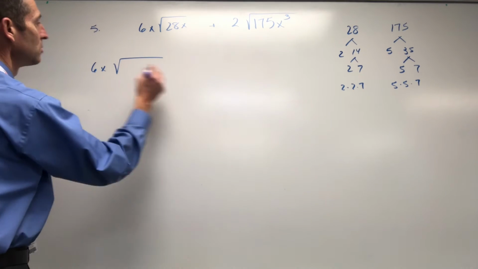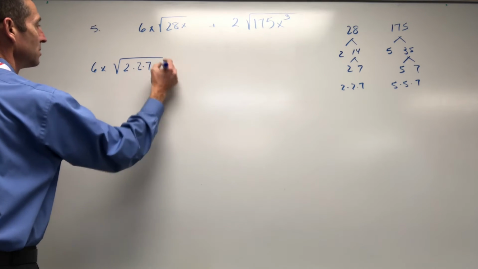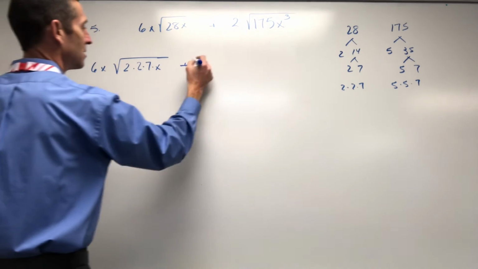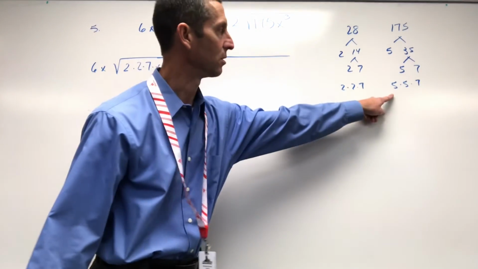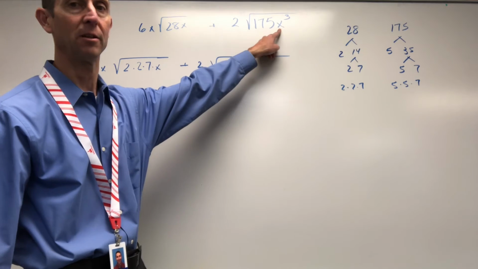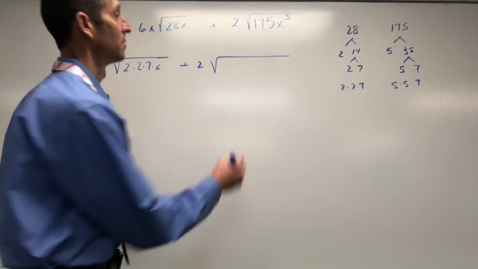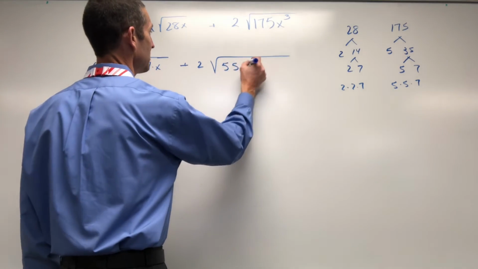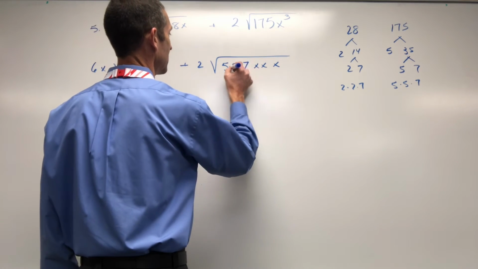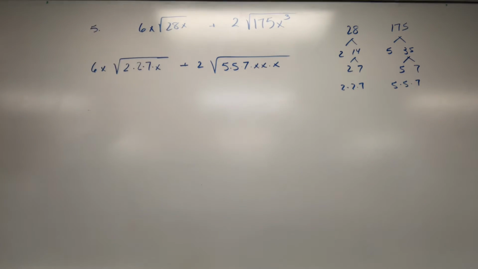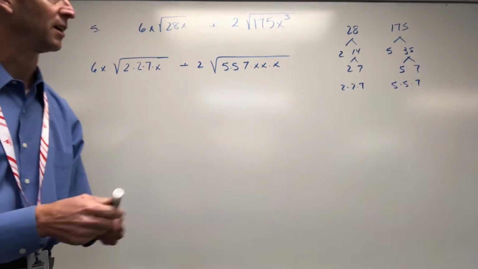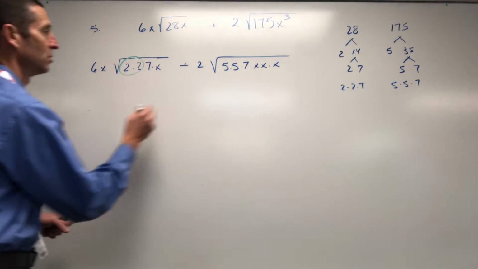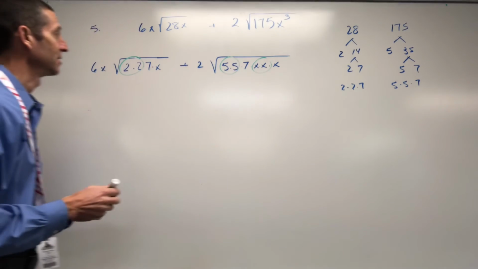So 6x square root 2, 2, 7 with an x. The 175 breaks down here, but don't forget you've got x to the third to deal with also. So you have 5, 5, 7, x, x, x. All right, we have scaled it down. We just did square roots, cube roots, fourth roots. Back to square roots. Back to two of a kind. One pair of twos, one pair of fives, one pair of x's.